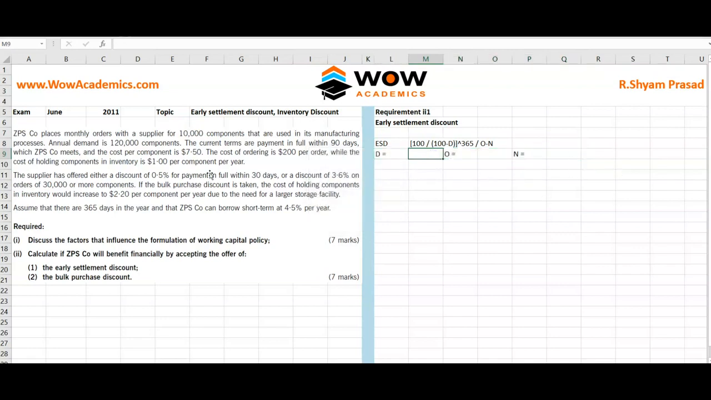We need these numbers. So first we'll start from the question. ZCO places monthly orders with the supplier for 10,000 components that are used in its manufacturing process. Annual demand is 1,20,000 components. The current terms are payment in full within 90 days, which ZCO meets, and the cost per component is 7.5. The cost of ordering is 200 per order, while the cost of holding components is $1 per component per year.